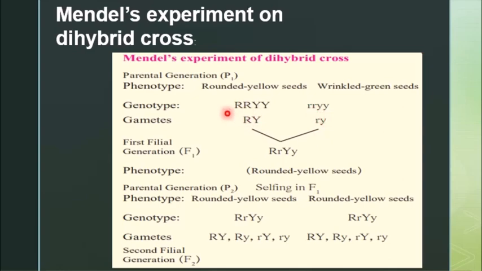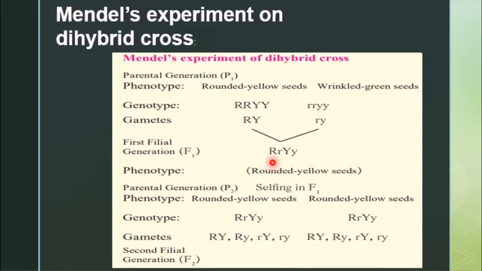So here, as all are the same, what gametes can we get? One will be the rounded gamete, that is R, and one will be the yellow gamete, that is Y. So we get capital R and capital Y. Then one is the wrinkled gamete, small r, and one is the green seed gamete, small y. So we get small r and small y as the gamete. Now what will be the first generation? As these two gametes combine, we get the first generation as capital R, small r, capital Y, small y.